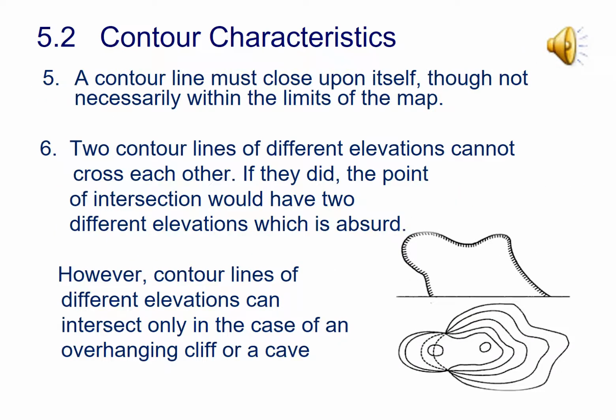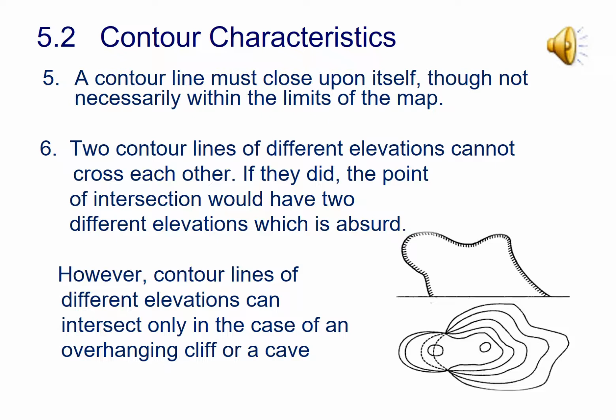A contour line must always close upon itself. That means it must form, I was going to say circle, but a general outline and come back on itself, because really what that means is you're following the same level of ground around the site. Be careful though, that might not happen within either the limit of your site or the limit of the map. So when you're drawing it up, if it doesn't close in upon itself, that's not necessarily a mistake.